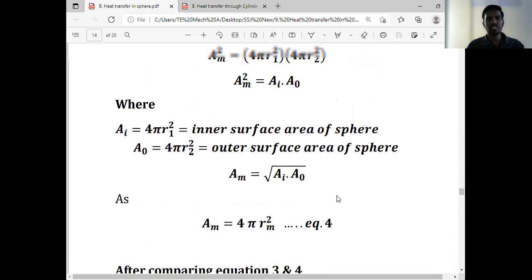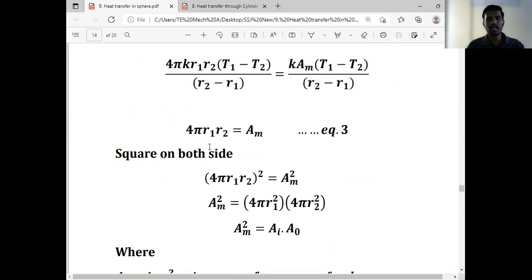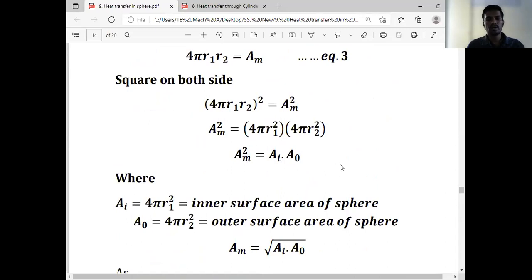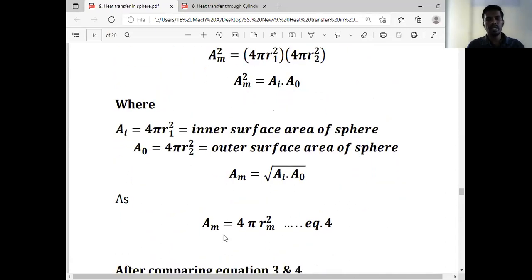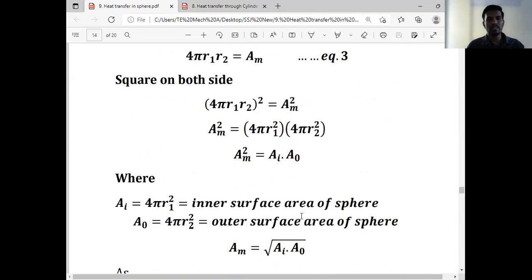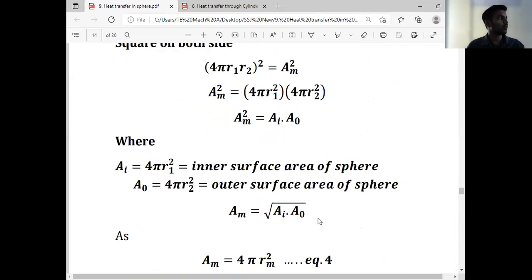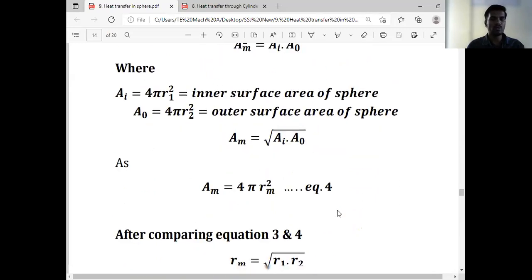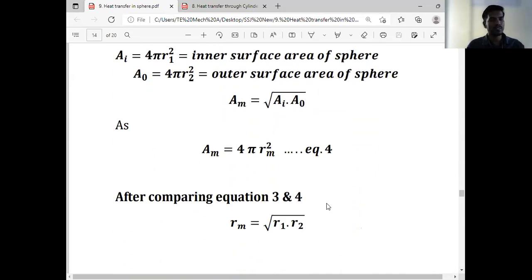कशावर मिळणार आहे? इक्वेशन 3 आणि 4. इक्वेशन 3 काय आहे बघा? AM is equal to 4 pi R1 R2 आणि इक्वेशन 4 काय आहे? AM is equal to 4 pi RM square. ही दोन्ही इक्वेशन जर इक्वेट केली तर 4 pi RM square is equal to 4 pi R1 R2. 4 pi कॅन्सल होईल. RM is equal to square root of R1 R2.